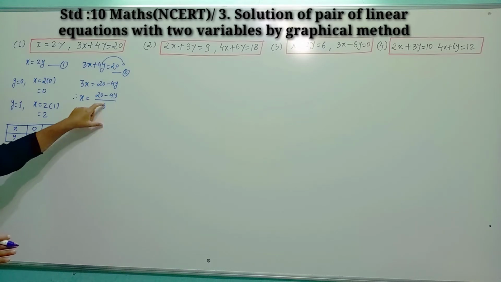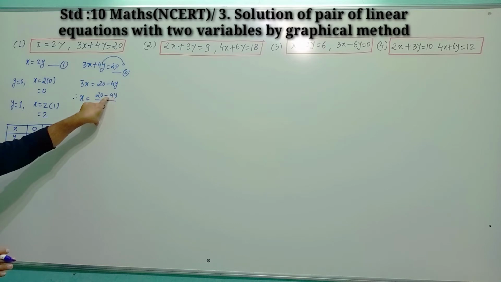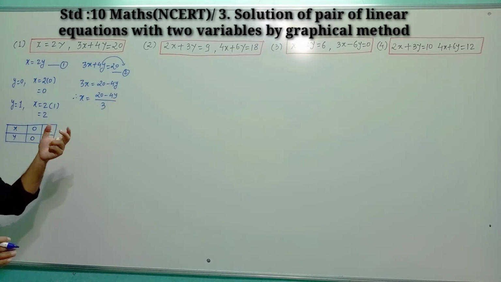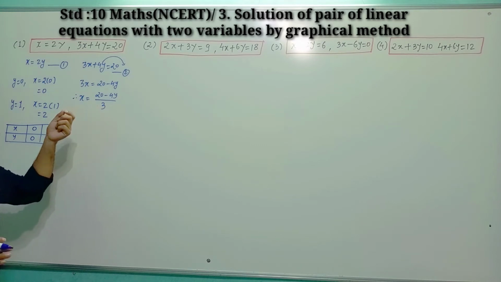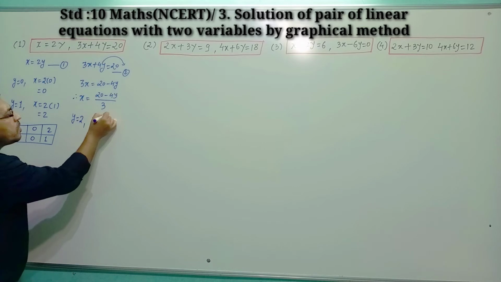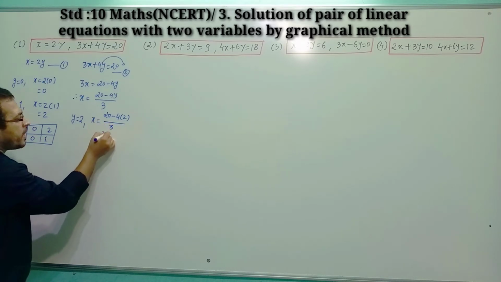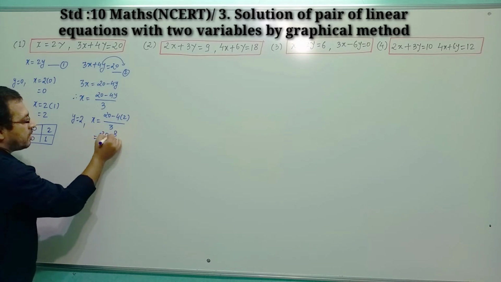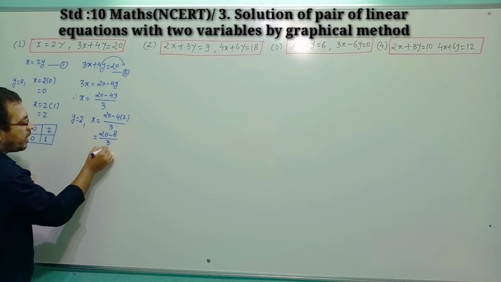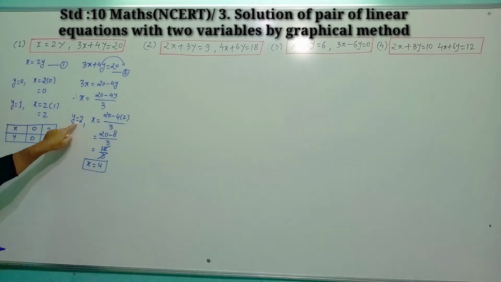Okay students, we are going to select y over here in such a way that the value of x should be what? Integer. Okay, so now considering the different values of y over here, you should calculate all these things in your mind. Okay, consider y is equal to 2, right students? So what are we getting? (20 minus 4 into 2) by 3. Okay, so 20 minus 8 by 3. So what are we getting? 12 by 3. So the value of x will be what? 4. Ready students? We are getting the first solution.